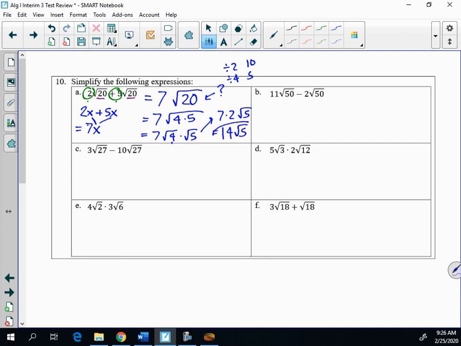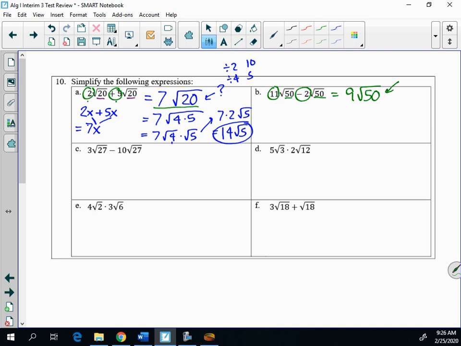Okay, so the first thing was just putting them together, and then we had to go through the simplifying. All right, let's look at B. We have a similar situation. We have a square root of 50 and a square root of 50. So we need to do 11 minus 2, and we get 9 square roots of 50.